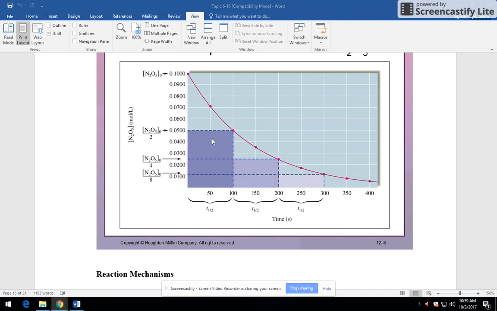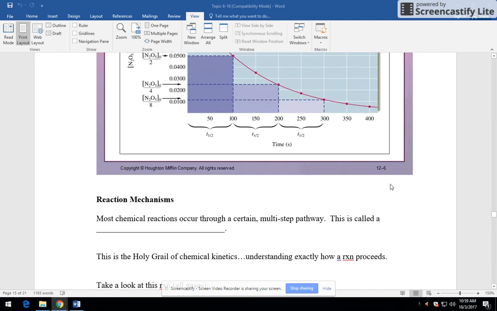It actually means that the reaction has a half-life. You can see that half of the original concentration is used up in 100 seconds, and then the next 100 seconds it's another half, and half, and half. But we're not going to do that.